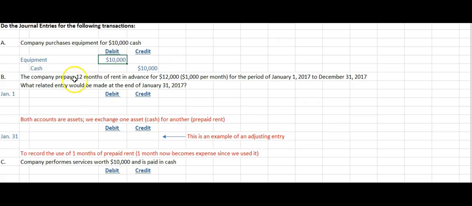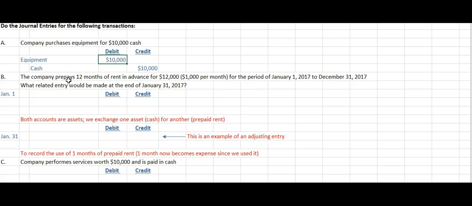The company prepays 12 months of rent in advance for $12,000. In other words, their rent is going to be $1,000 per month, and they're going to pay it all in advance, right? For the full year, January 1 to December 31. Okay? What related entries would be made at the end of January 31, 2017? Well, let's just do the entry first on January 1.